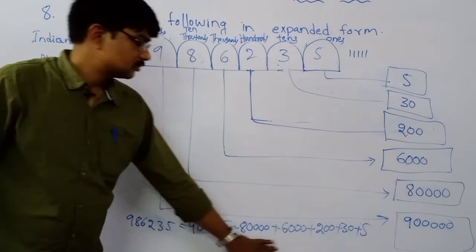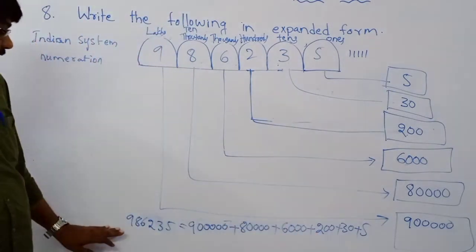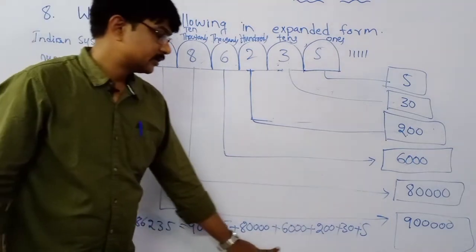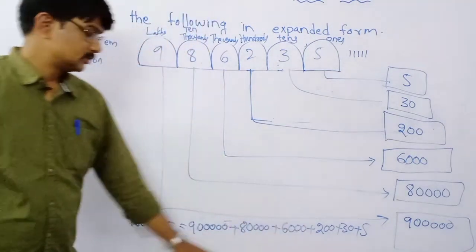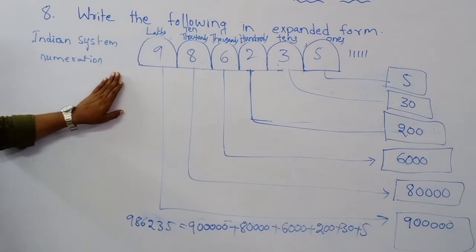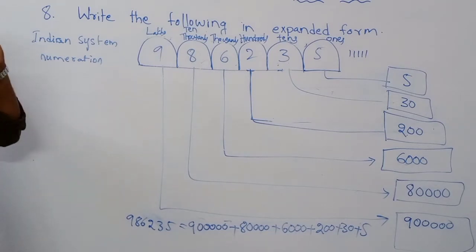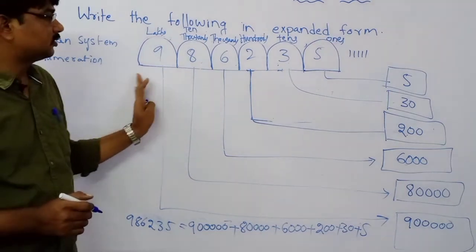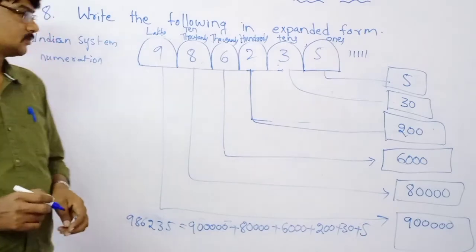This is expanded form. Again I am telling, this is short form, this is expanded form. Okay. Writing the expanded form is finished, children. I explained 2 examples for you.